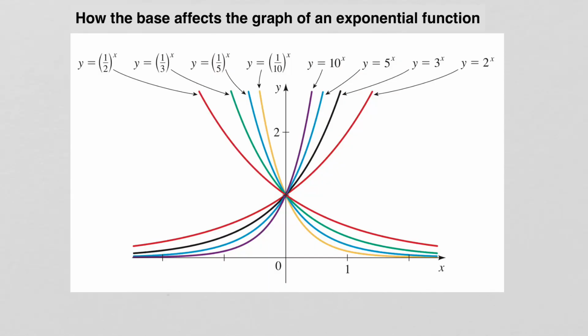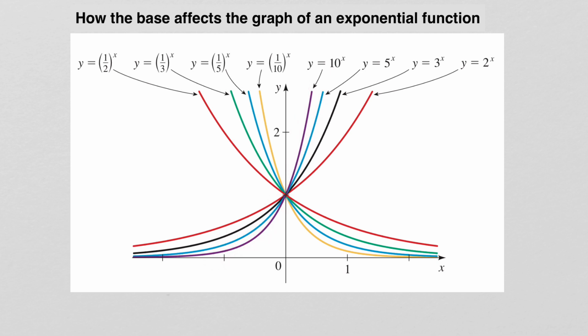Now let's just talk more generally about how the base affects the graph of an exponential function. So here you can see we have multiple exponential functions graphed. This function right here is y equals 2 to the power x. Then we have y equals 3 to the power x. Then 5 to the power x. And 10 to the power x.